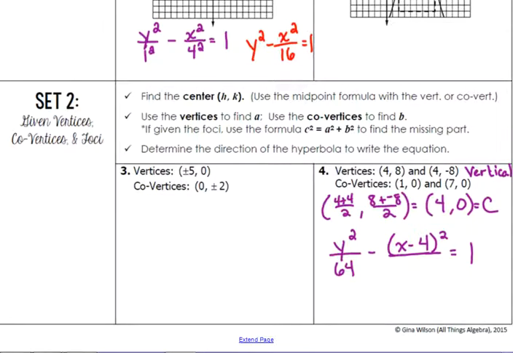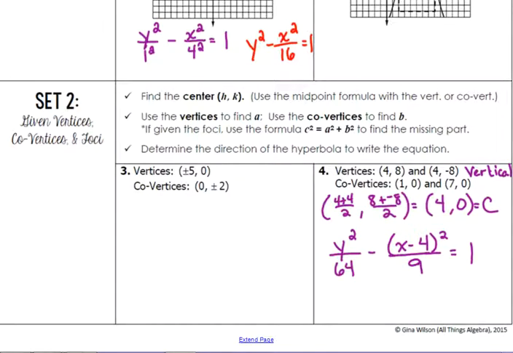Okay, A is the distance from the center to one of our vertices. I should have phrased it that way. From the center to the vertices, from 4, 0 to 4, 8 is 8 units, and then we square it. Okay, from the center to our co-vertices, from 4, 0 to 1, 0, that's a distance of 3. So that's our b, and then we square it to get 9.